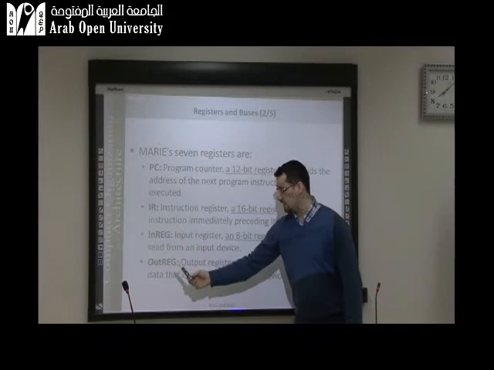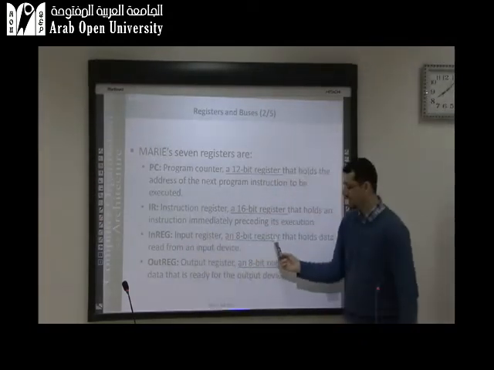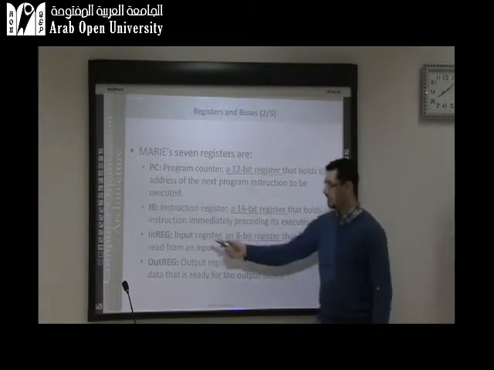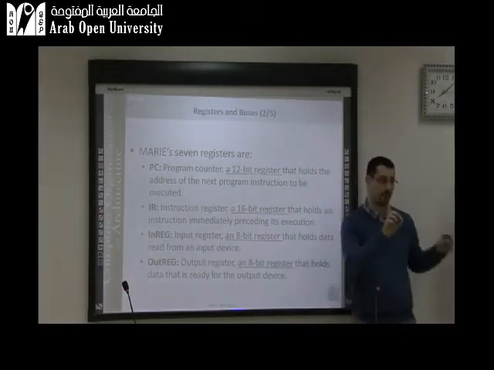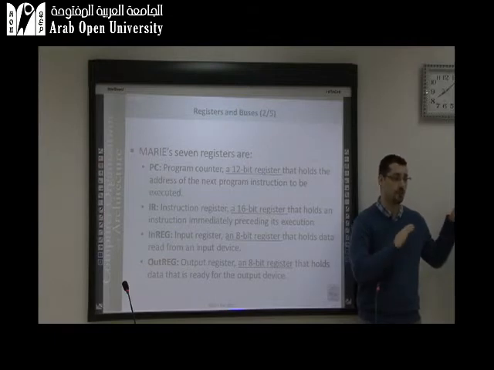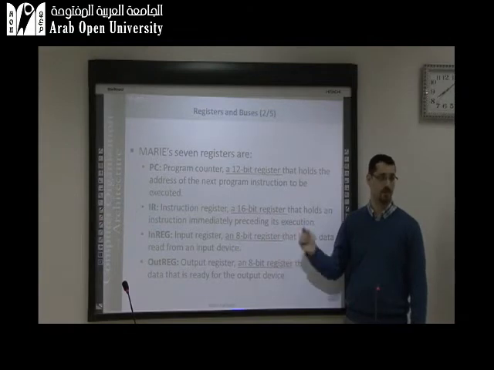Finally, the input register and output register. These registers have a length of 8 bits only. Why? Because an input register for MARIE takes its input from the keyboard only. So what the CPU is taking as input is only a character, an ASCII code. And an ASCII code is usually represented with 8 bits. So this is why the input register has only 8 bits, to store only one character.